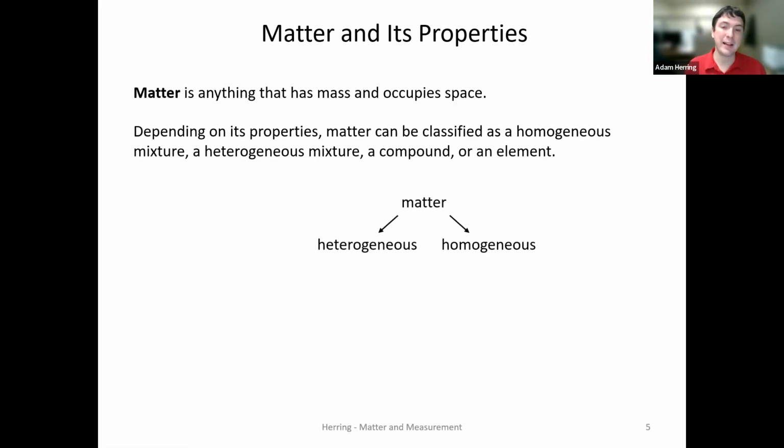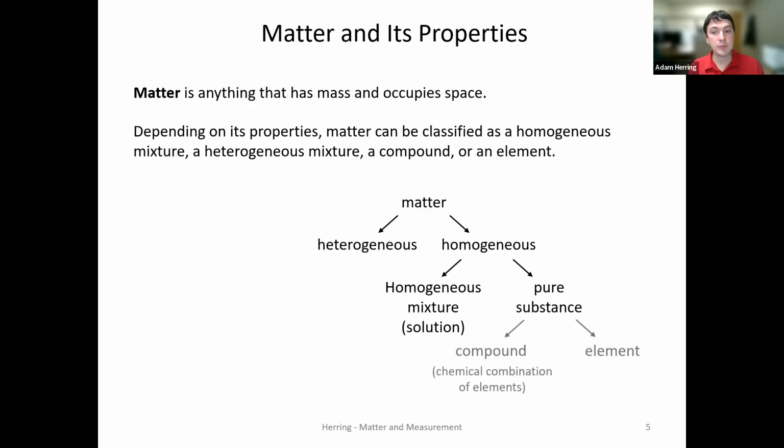One way that we can go through that classification is by asking, first of all, is it heterogeneous or homogeneous? If it's homogeneous, we can then further subdivide it into being a homogeneous mixture, also known as a solution, or a pure substance. Then within pure substances, we can also look at compounds, which is a chemical combination of elements, or classify them as elements. Now, we'll delve into each of these classifications in just a moment, but that's how we might go through and identify matter as being one classification or another.